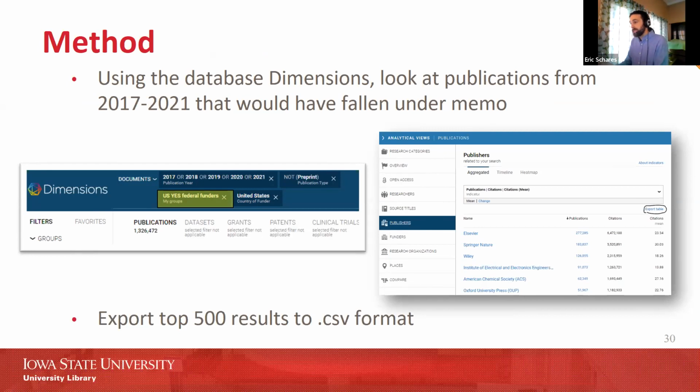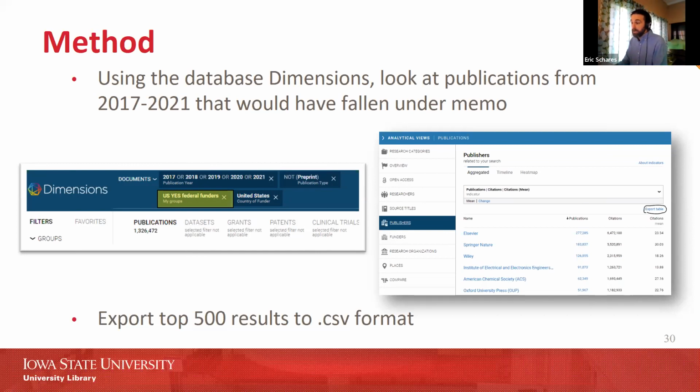On the left side, you can see the actual search query that I used. So you can see that I'm limiting my years from 2017 to 2021. I've got preprints removed. The publication type preprint has been taken out. And that's because the OSTP memo specifically states that it applies to peer-reviewed scholarly outputs. Preprints are early versions of journal articles before peer review. And so I removed those from my analysis.